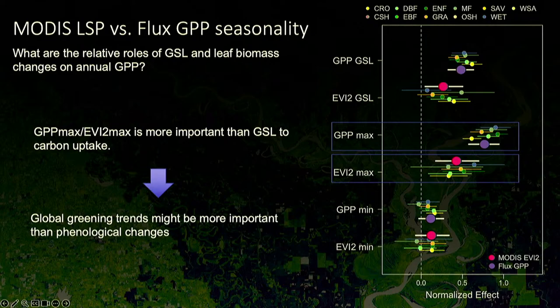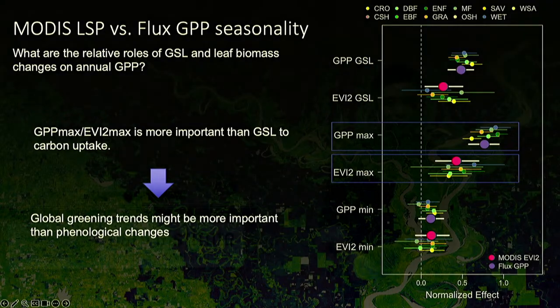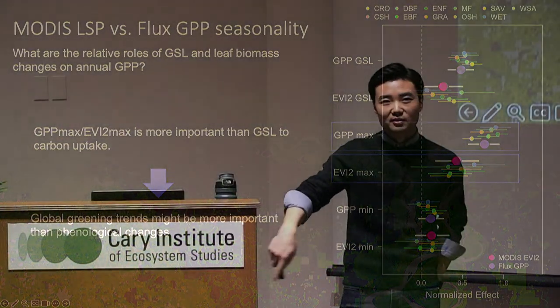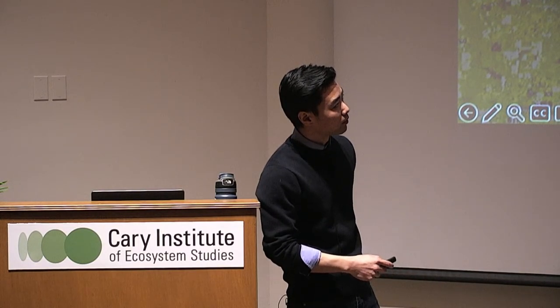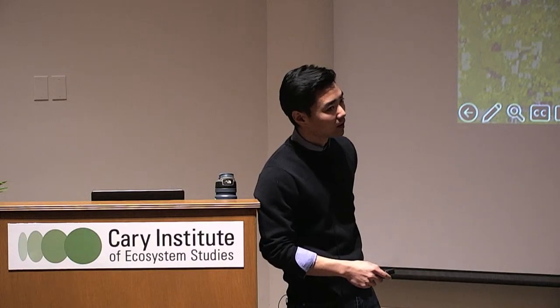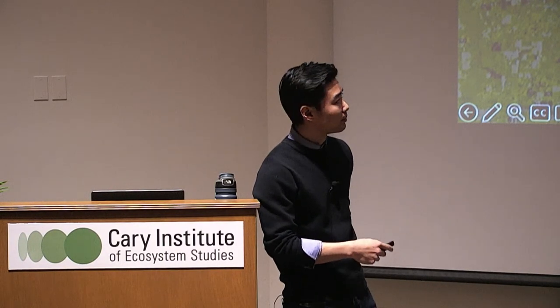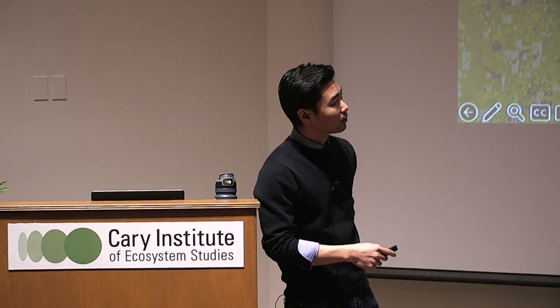And the second is, we didn't investigate whether green season is getting longer or shorter, because there are ongoing debates about whether green season length is getting longer or shorter. And I think it varies by places, right? So what we did was use these proxies to study this problem. And we found event maximum or GPP maximum is more important than green season length changes.